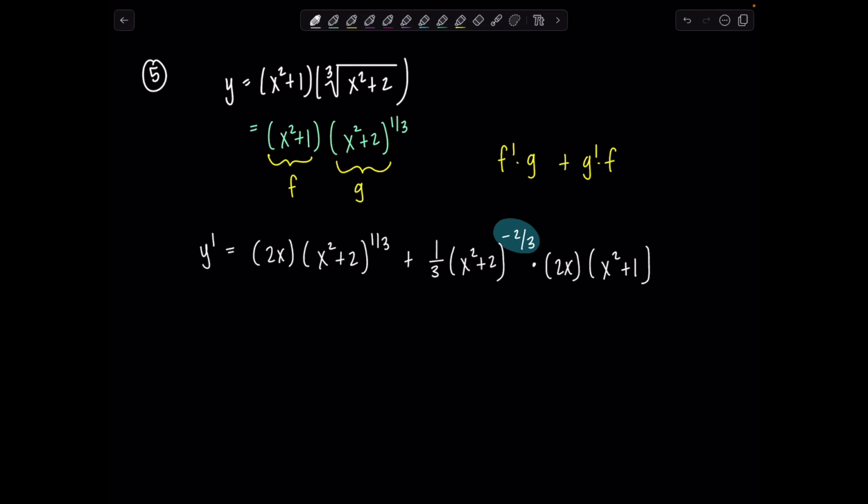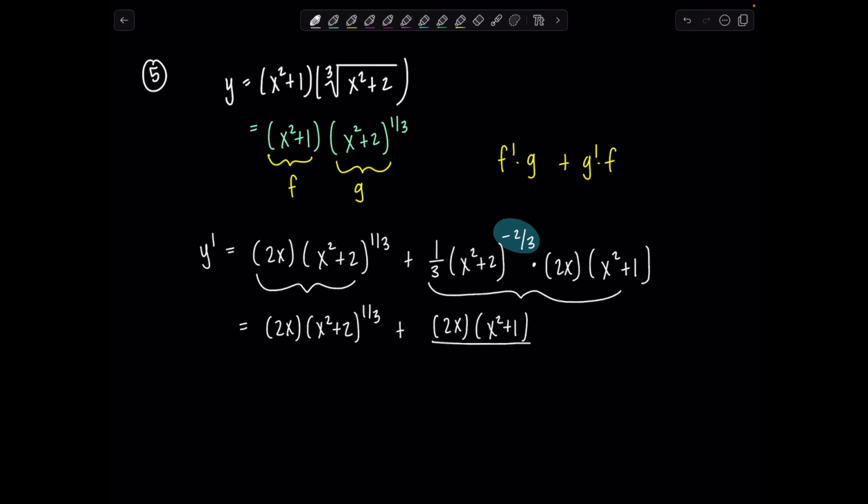Okay, so this first term has no negative exponents, so I'm just going to leave it alone. And then this second term, it does have negative exponents, so I'm going to rewrite it: (x squared plus 2) to the 2/3 in the denominator, and the 3 will go down there with it. So let's just keep 2x here, x squared plus 1, and then we have 3 times (x squared plus 2) to the 2/3, okay?